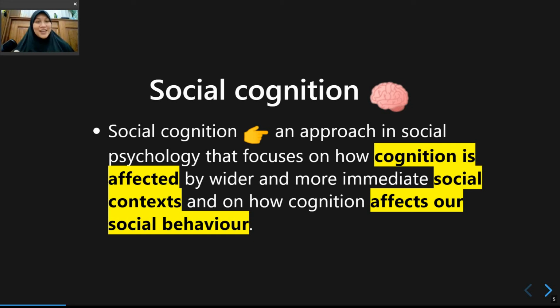It means that these social cognitive processes could be influenced by our specific circumstances, our social circumstances, but they could also actively affect our social circumstances through social behavior. So it's basically a two-way process. We are affected by our environment, but we could also affect our environment actively by performing social behavior.